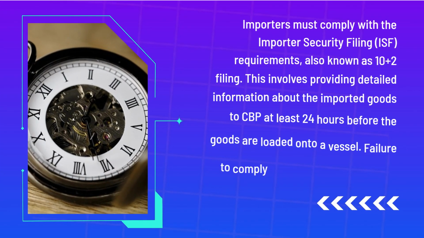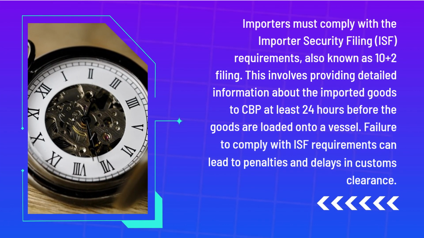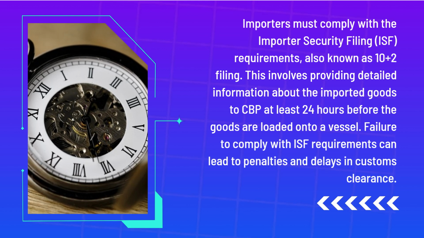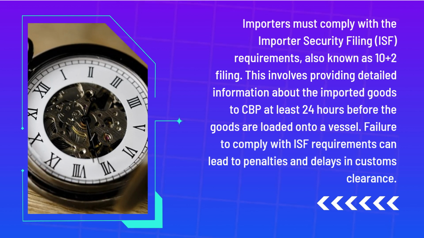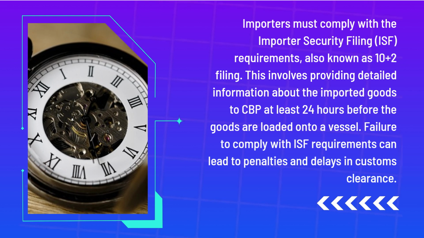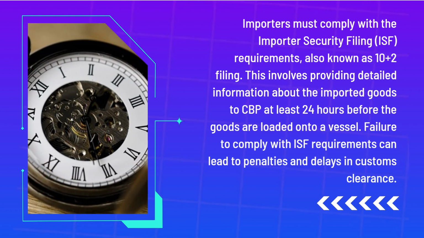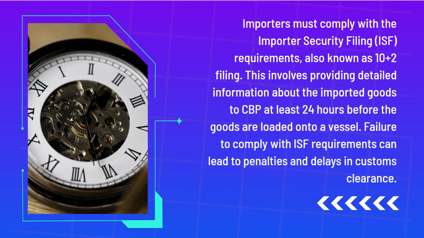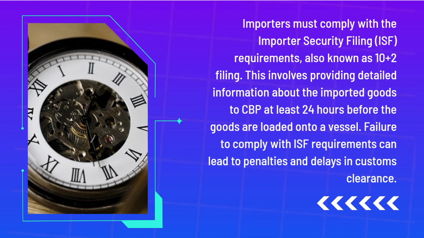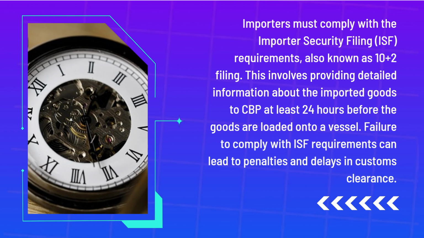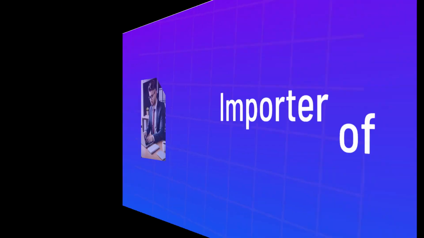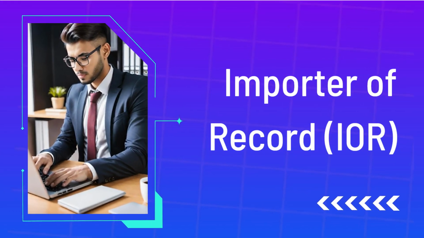Importers must comply with the Importer Security Filing (ISF) requirements, also known as 10+2 filing. This involves providing detailed information about the imported goods to CBP at least 24 hours before the goods are loaded onto a vessel. Failure to comply with ISF requirements can lead to penalties and delays in customs clearance.